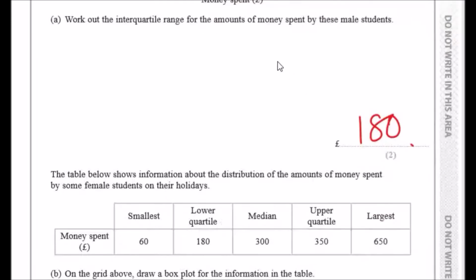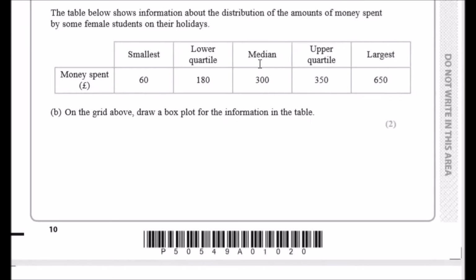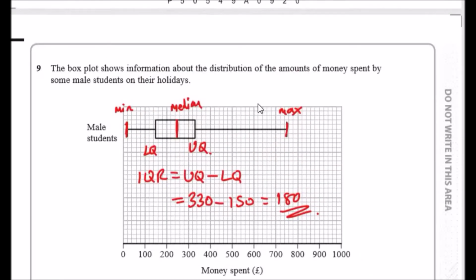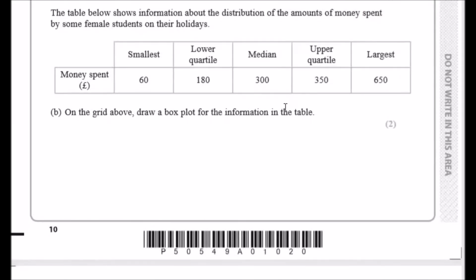Nice. Okay, the table below shows information about the distribution of the amounts of money spent by some females on their holidays. Sorry, I just had to close the window, so much noise. So here's the money spent. Actually, this is the same data. This is about males, yeah? This is females. So on the grid above, draw a box plot for the information in the table.